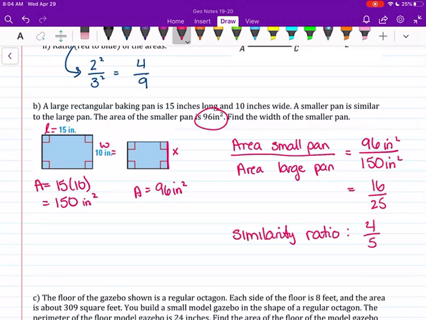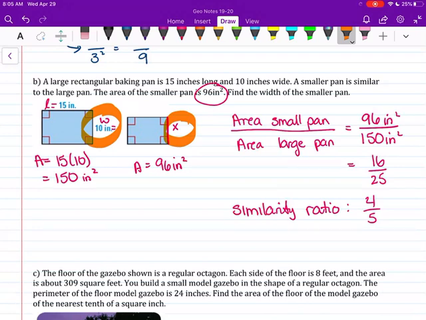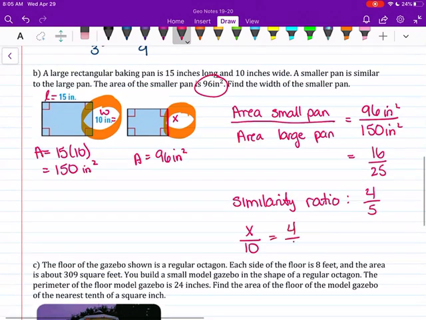So that can help me now with my side lengths. I know my similarity ratio is 4/5. When I compare corresponding sides, my 10 and my x, am I going from small to big? Yep, I'm going from small to big. So small side is x, big side is 10. The corresponding side on the small figure is x, the corresponding side on the big figure is 10, and that needs to equal the same thing as 4/5. And we can see that I just multiply by 2 to get from 5 to 10, so x would equal 8 inches, or you can cross multiply if you want to.